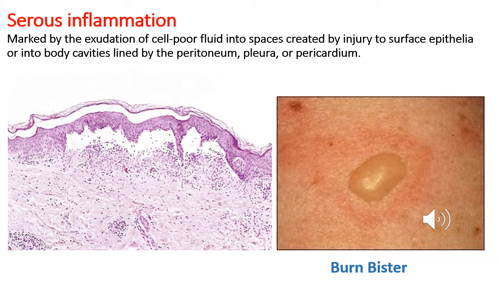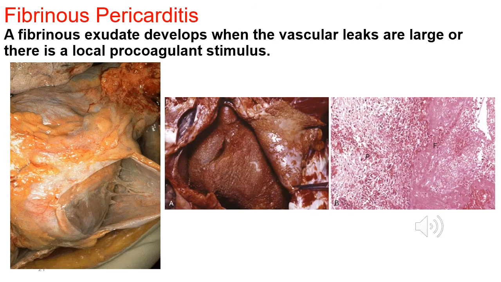Here, the burn blister, which is a good example of serous inflammation, and you can see here the bullous or the blister, which is filled by cell-poor fluid. Okay, so this is a good example of serous inflammation. As we said, one of the good examples of fibrinous inflammation is fibrinous pericarditis, where a fibrinous exudate develops when the vascular leaks are large or there is a local procoagulant stimulus leading to deposition and accumulation of this fibrinous material within the space of the pericardium and leading to this pericarditis, which is inflammation of the pericardium that wraps the heart.